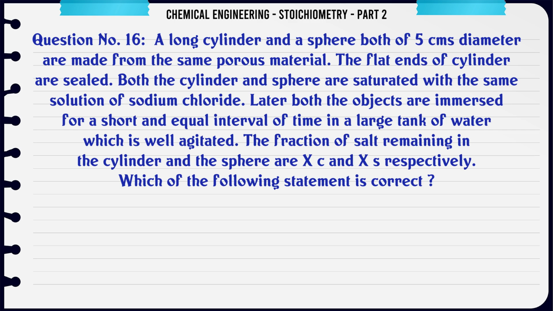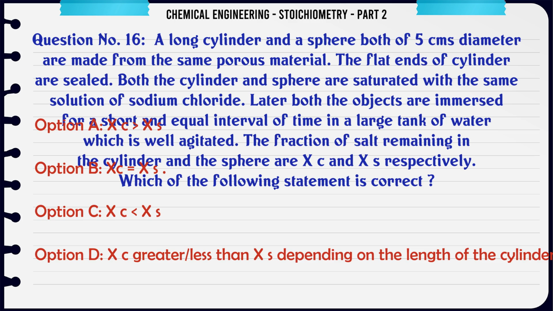A long cylinder and a sphere, both of 5 cm diameter, are made from the same porous material. The flat ends of the cylinder are sealed. Both the cylinder and sphere are saturated with the same solution of sodium chloride. Later both the objects are immersed for a short and equal interval of time in a large tank of water which is well agitated.